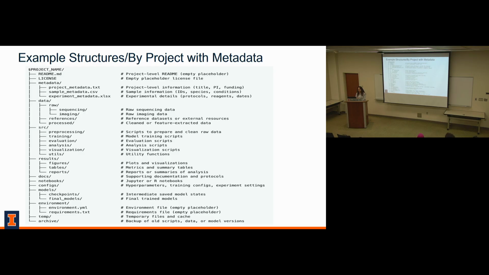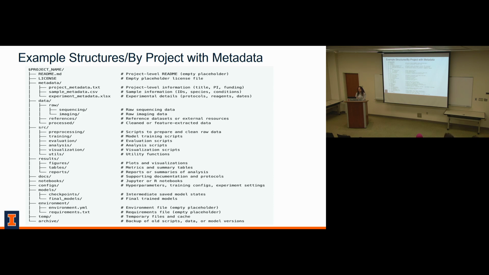The project metadata has some project-level information about who is the PI, what funding it comes from, or what's going on for this project. And sample metadata has information on the sample ID, species, or the treatment conditions. Experimental metadata is for the protocols, reagents, or the dates.